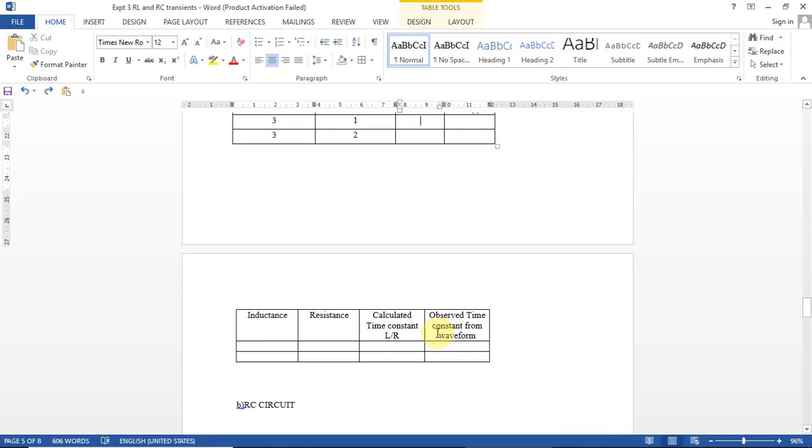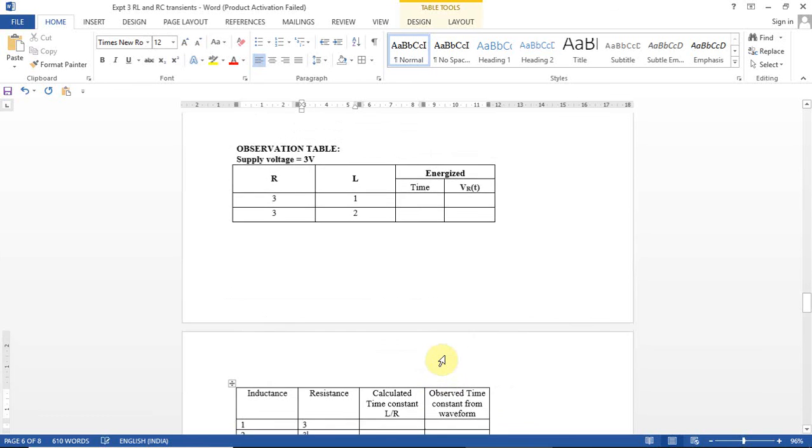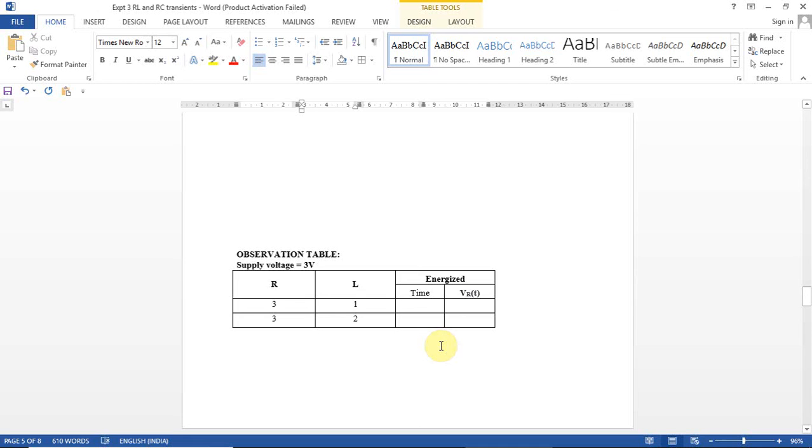And what is the time that you have observed in the circuit waveform? It's also approximately equal to 0.332. For which values? For L is equal to 1 and R is equal to 3. Similarly, you simulate with L is equal to 2 and R is equal to 3 and check its time constant using the formula as well as in the waveform. Okay, so this is how you have to perform RL transient.